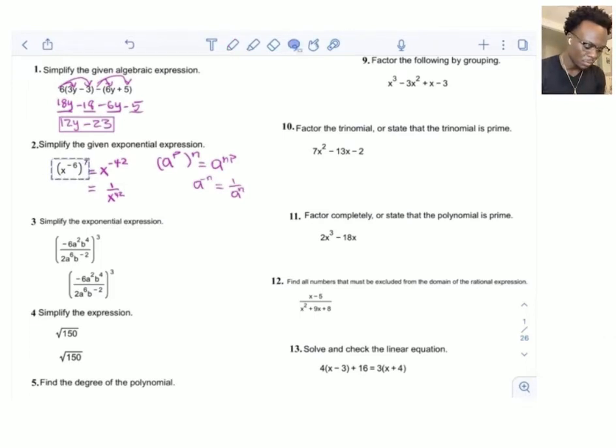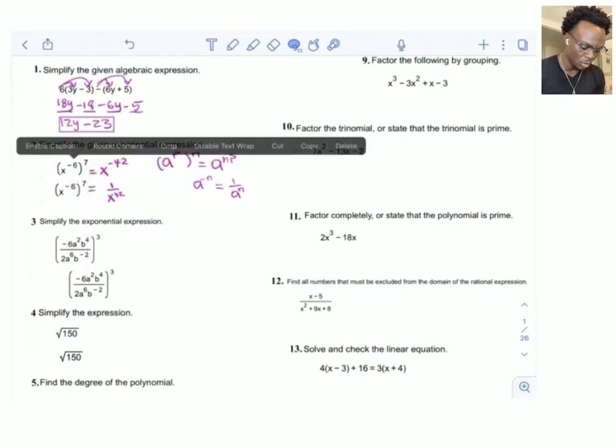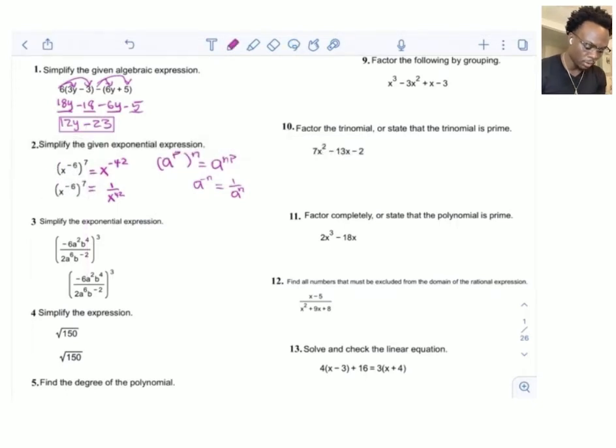So we can have the result here that x exponent -6 raised to the 7th power is equivalent to 1 over x to the 42nd power. Okay, so that's the answer for number 2.